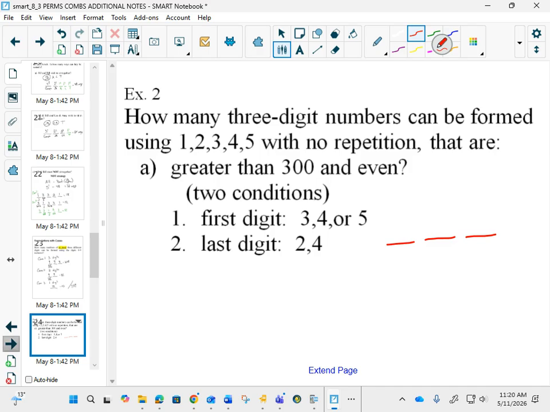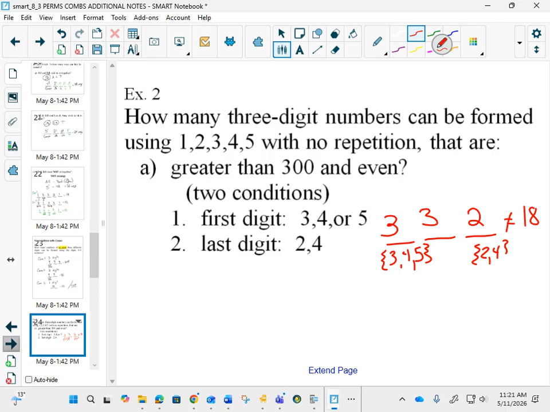Right? Greater than 300 means there's a restriction. What are my possibilities for the first one? Either a 3, a 4, or a 5, right? I also have a restriction on my last digit. If it's going to be even, this is a 2 or a 4. Why does this strategy not work? How many choices do I have? 3. Deal with restrictions first, right? How many choices do I have? 2. How many numbers do I have left after I've used up 2 numbers? 3. Why is this not right? Why is 18 bad as an answer?